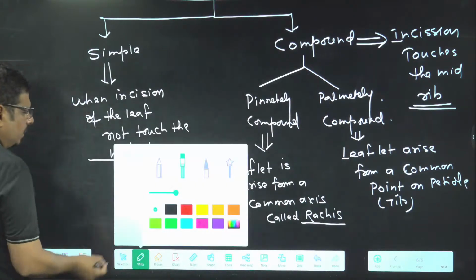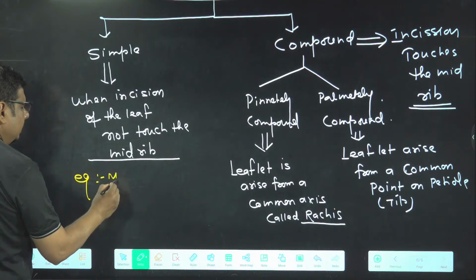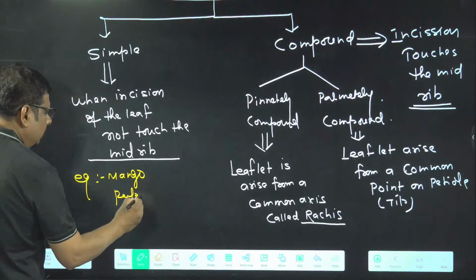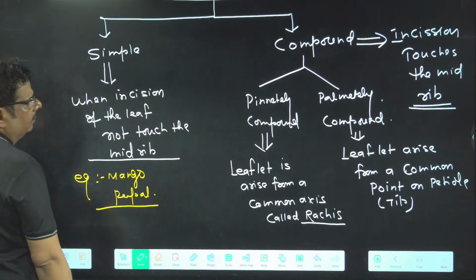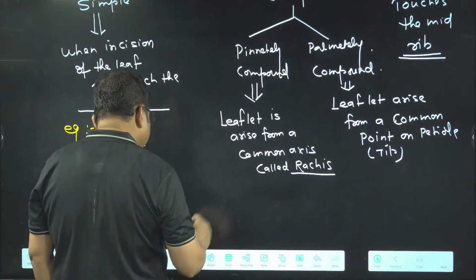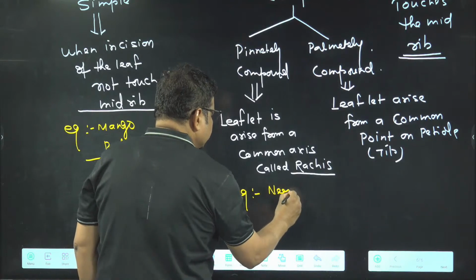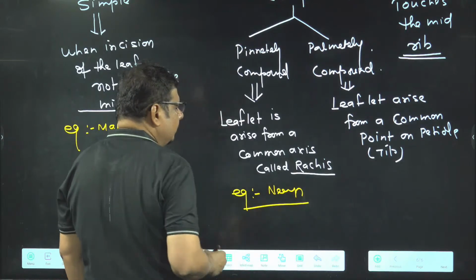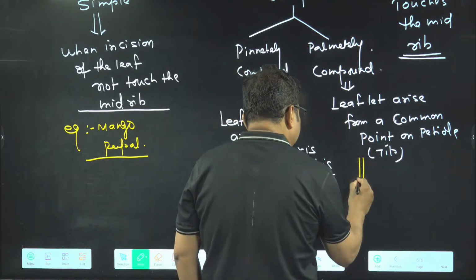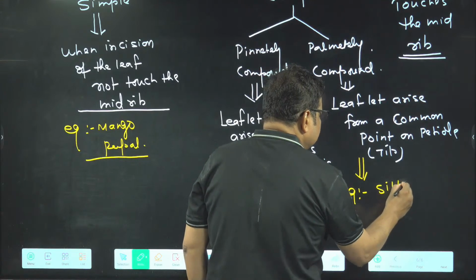So if you talk about some example of simple leaf, you can say mango, you can say peepal have simple type of leaf. If you talk about the example of pinnately compound leaf, you can say it is neem. And if you talk about palmately compound leaf, the example which is mentioned in the NCERT is which one? Silk cotton.